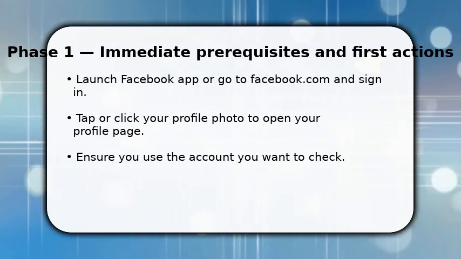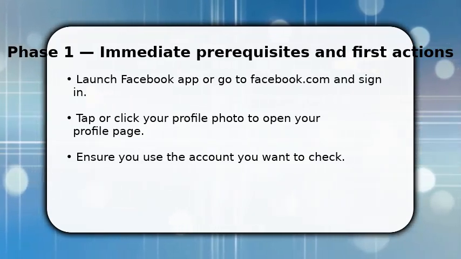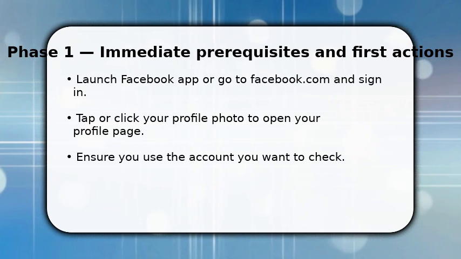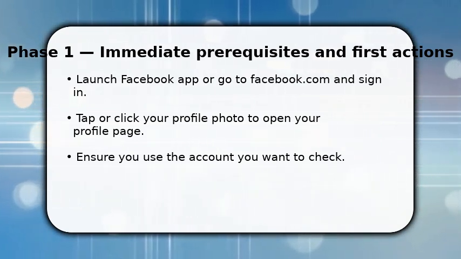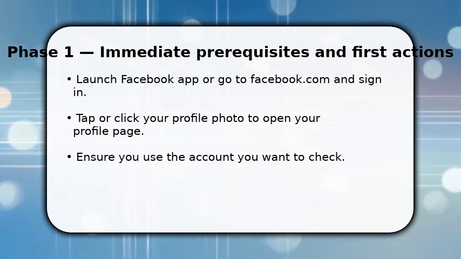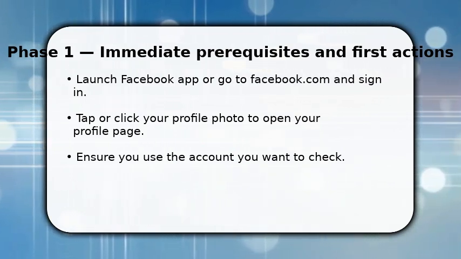You start by opening Facebook and signing into the account you want to inspect. Once logged in, go directly to your profile by tapping or clicking your profile photo. This ensures you're viewing your own connections. Make sure you're on the personal profile view rather than a page.